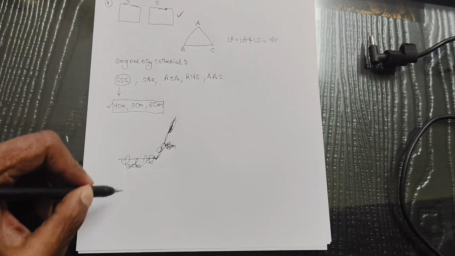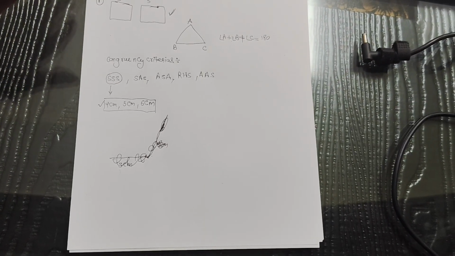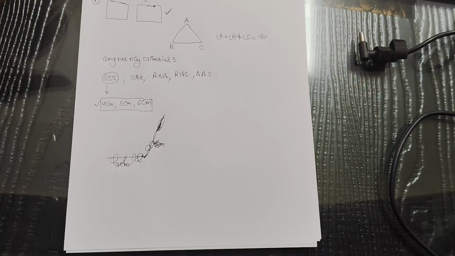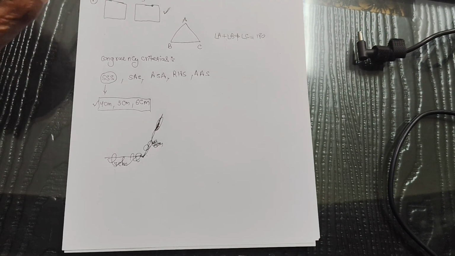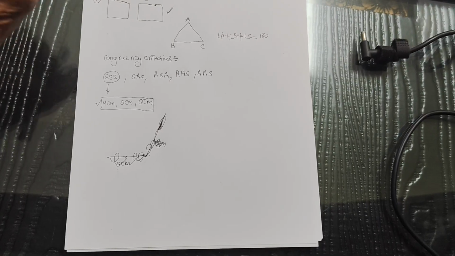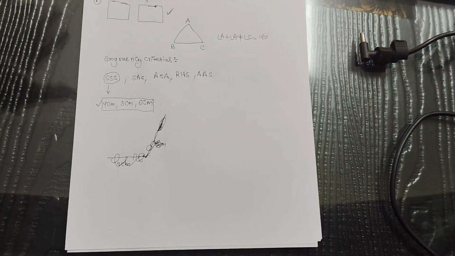For example, if I am considering SSS congruency, how does it become a congruency rule? It means how many times you draw a triangle with the help of a single SSS measurement, it is going to manufacture the same triangle an infinite number of times.